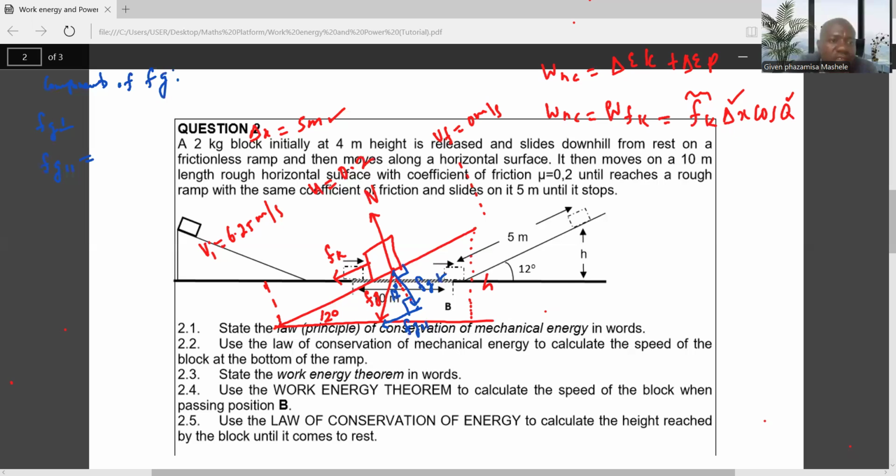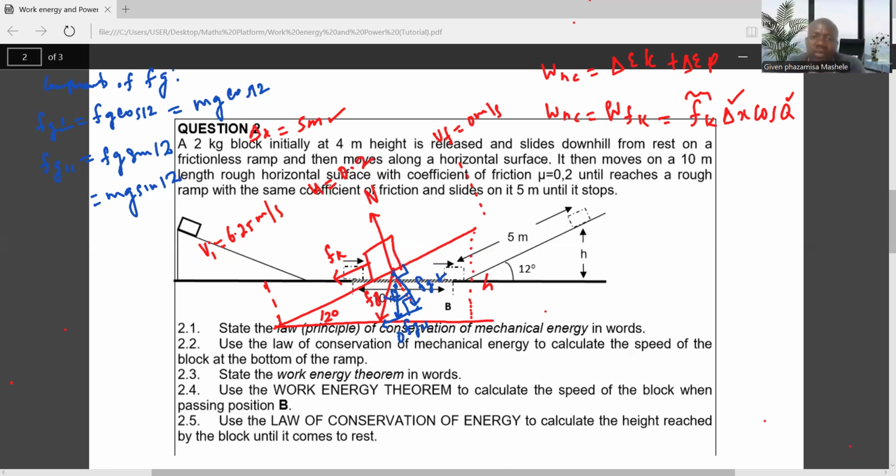Since these are the components of Fg, it means Fg must be the hypotenuse. One uses sine and one uses cos. You look at the angle, which is 12. This is the opposite, and this is the adjacent, which uses cos 12, and this uses sine 12. And what is Fg? Fg is mg. So it will be mg cos 12, and this one will be mg sine 12. So we can actually know the magnitude of the two.